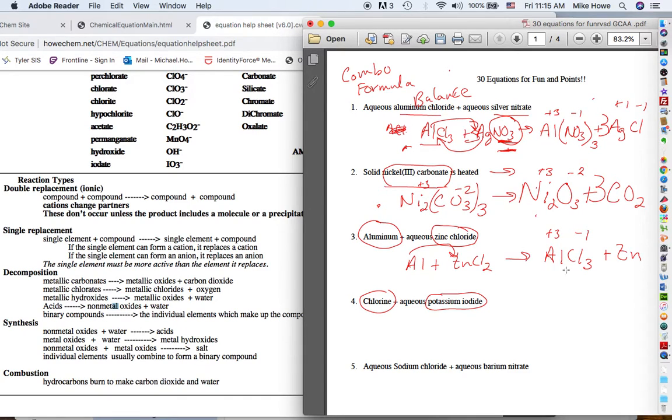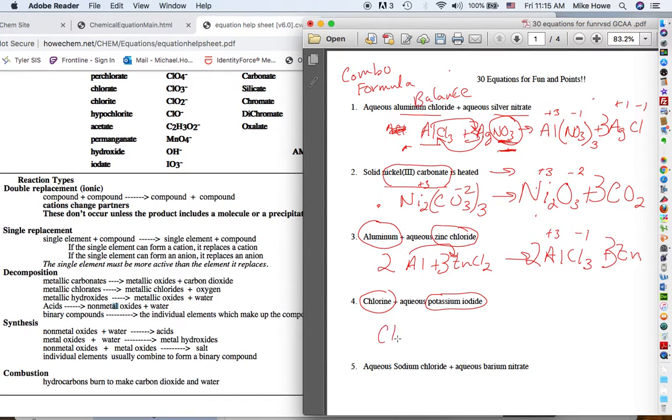Then to balance it, since there are two chlorines here and 3 over here, you'd put a 2 there and a 3 here to make the chlorines even. But that gives you 2 aluminums. So you put a 2 here. And when you put the 3 there, that gave you 3 zinc. So you had to put a 3 over here.